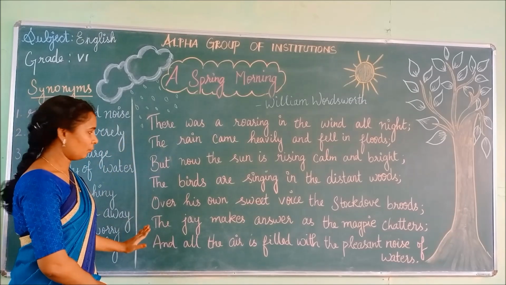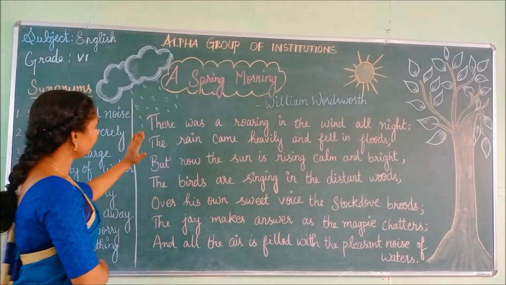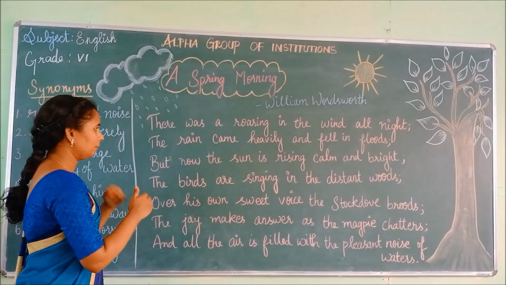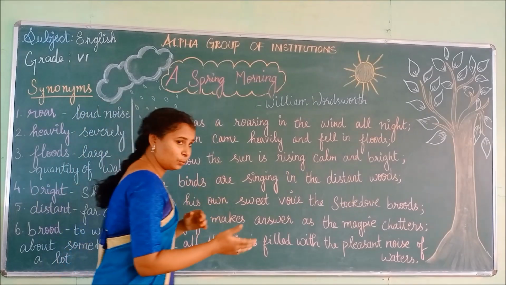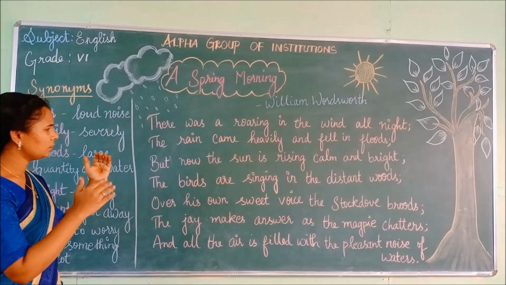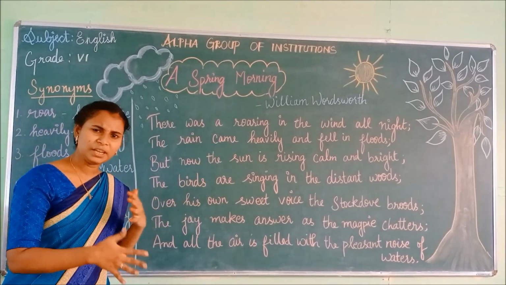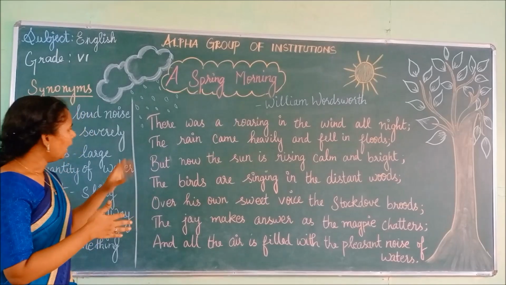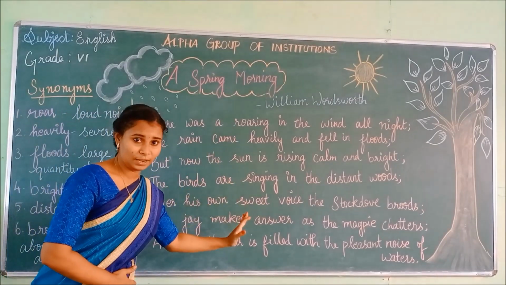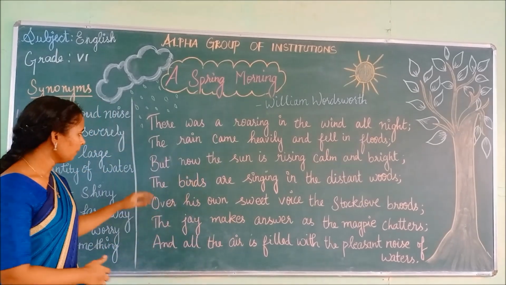So this is the poem, right? So I'll explain it to you once again. During the night time, the previous day, what is happening? There was a roaring in the wind all night. Roaring means loud noise, okay. There was a heavy noise of the wind and it was blowing very hard every minute. And the night was having heavy rain and it fell in flood. It was raining so heavily.